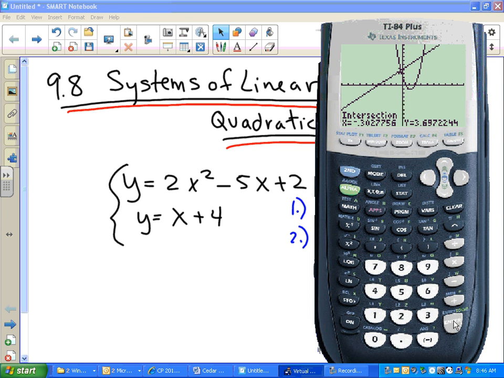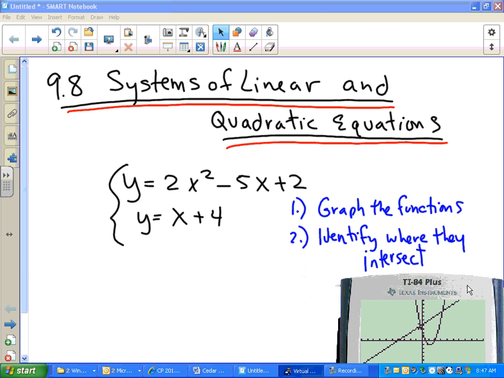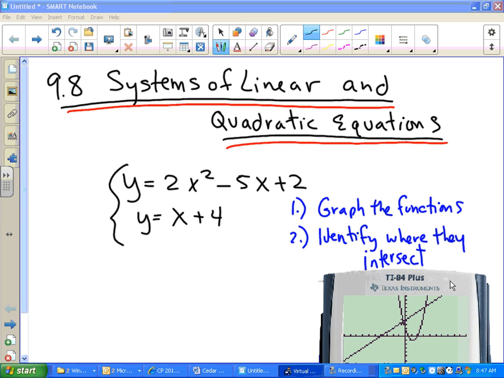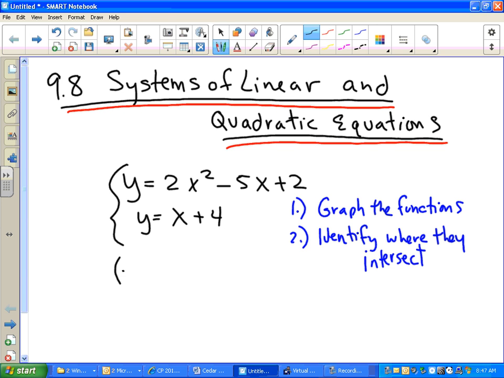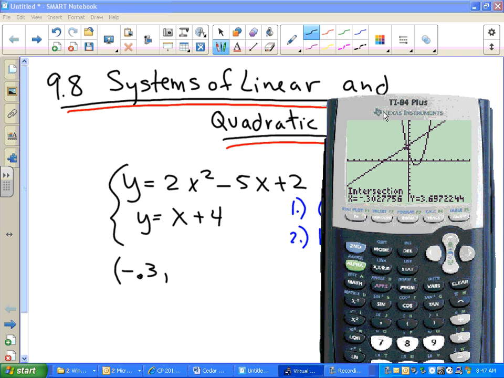This system, these two equations intersect at x equals negative 0.3027 with some more digits, and then y equals 3.69. So was our guess right? Guess negative 0.5? No, our guess was not right. The calculator told us it was negative 0.3, but we were close. Any questions on that part? All right, so I'm going to go back to the worksheet now and write in that ordered pair. So one of the intersections is at negative 0.3, comma, 3.69.